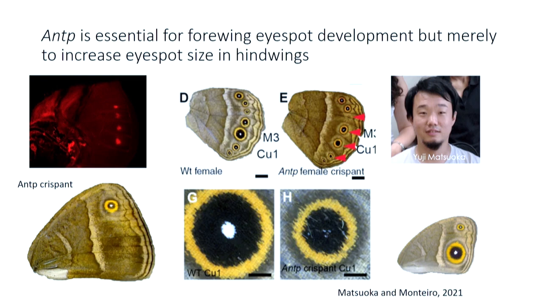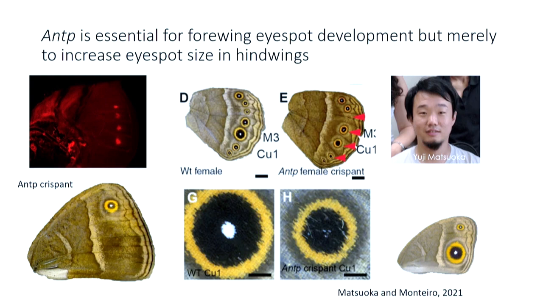But when we knock it out in hindwings, we only see a reduction in eye spot size and the elimination of the white centers of the eye spots. So it has two different roles in forewing and hindwing relative to eye spot development. It seems to be essential for eye spots in forewing, but just a gene that makes eye spots bigger in the hindwing.